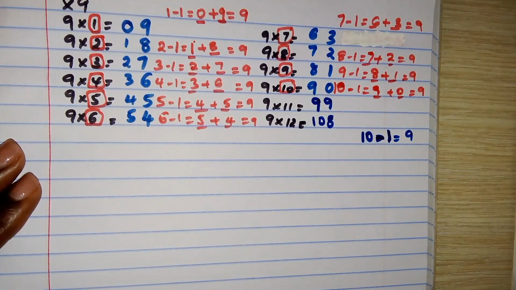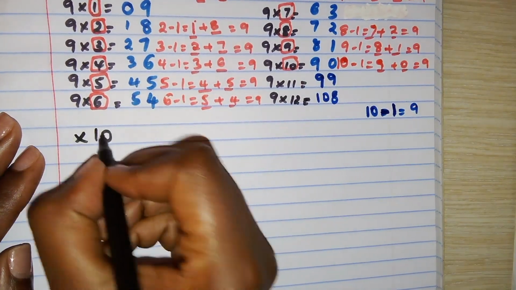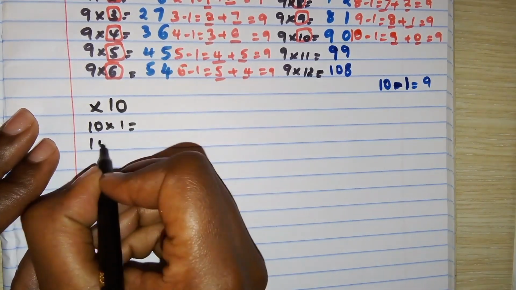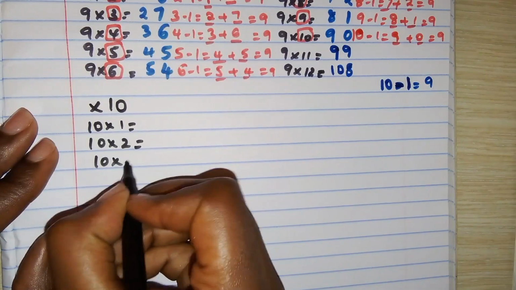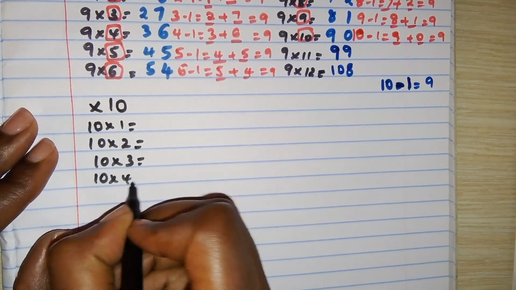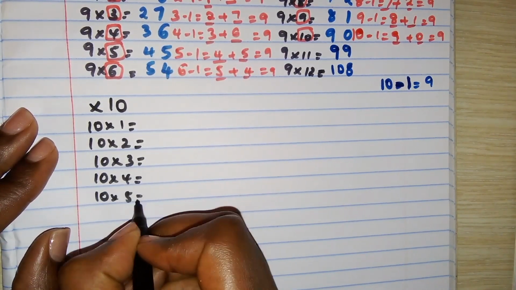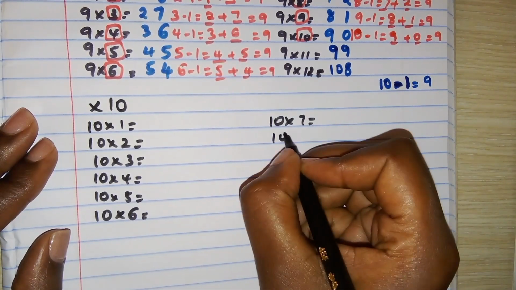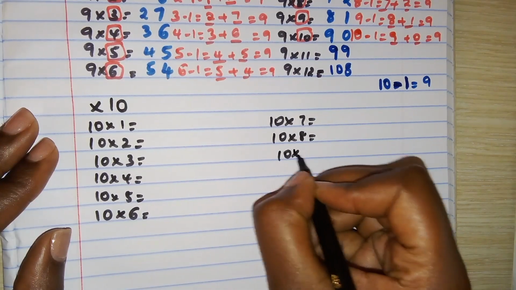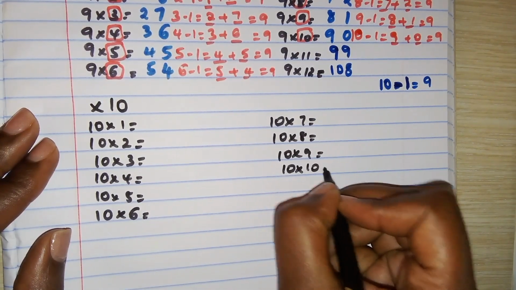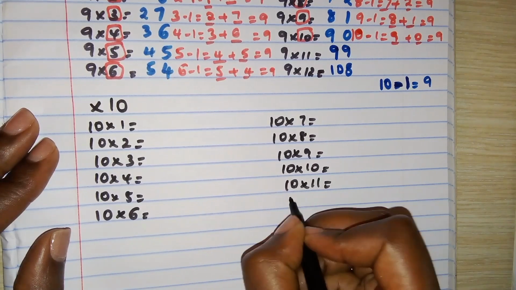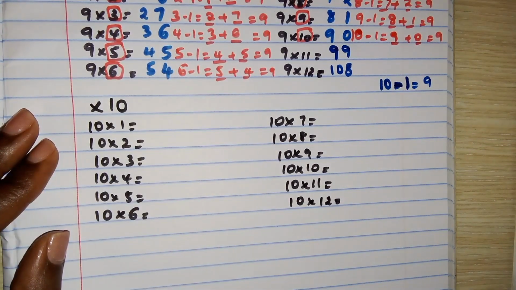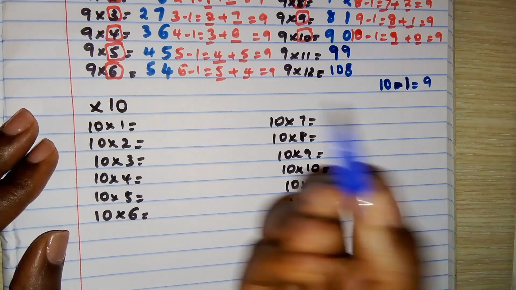Now on to the next times table. Another very easy times table. 10 times 1, 10 times 2, 10 times 3, 10 times 4, 10 times 5, 10 times 6, 10 times 7, 10 times 8, 10 times 9, 10 times 10, 10 times 11, 10 times 12. So this one is another super easy times table.